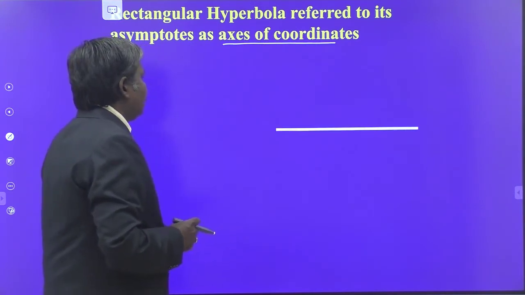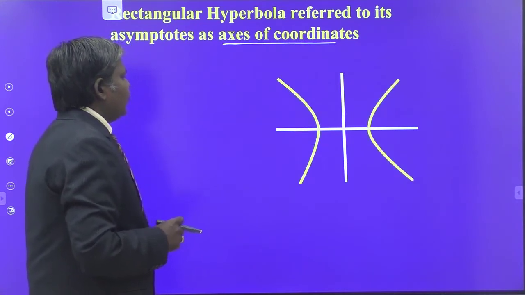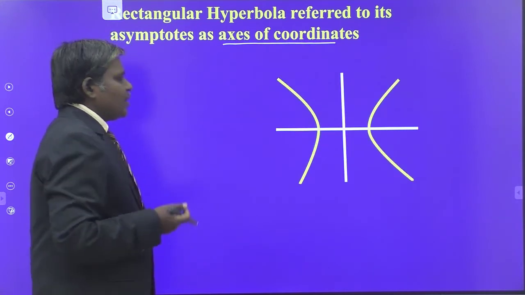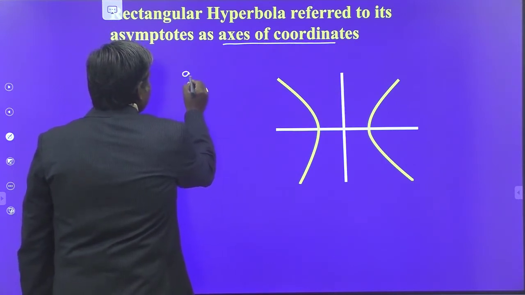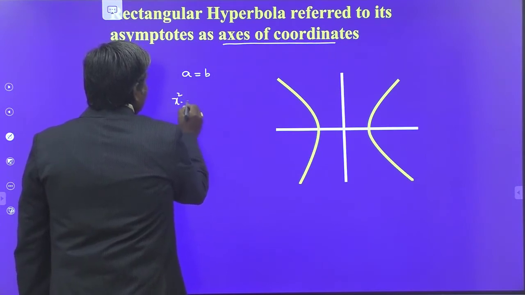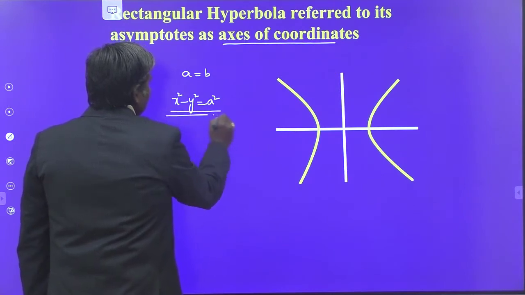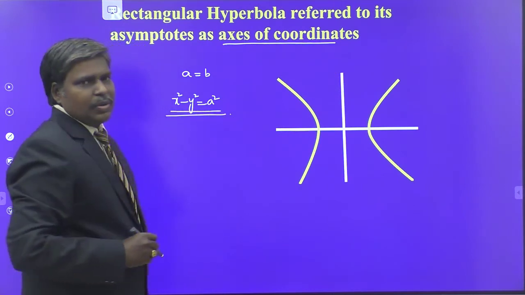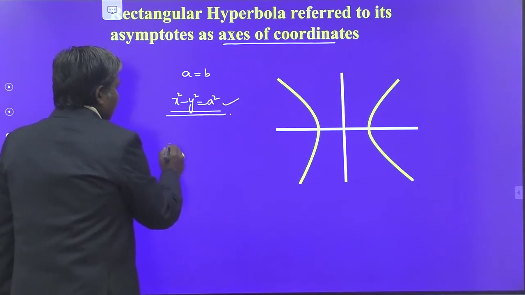Okay. Now, this is the hyperbola. What is its equation? x square minus y square is equal to a square. For a is equal to b, we have x square minus y square is equal to a square. This is the equation of the rectangular hyperbola. Now, what are the asymptotes of this rectangular hyperbola?